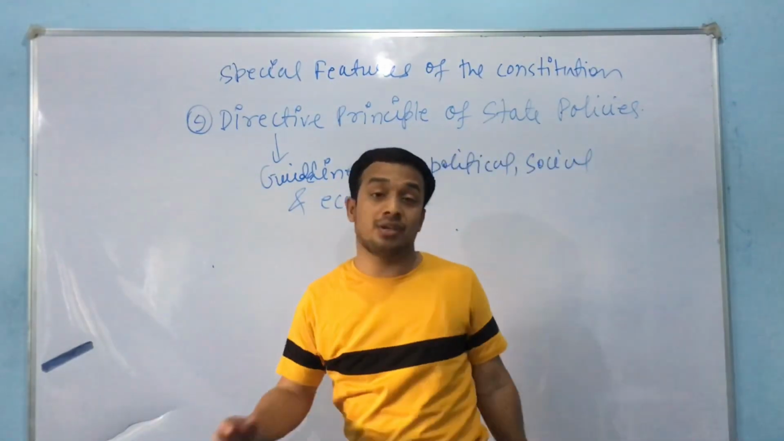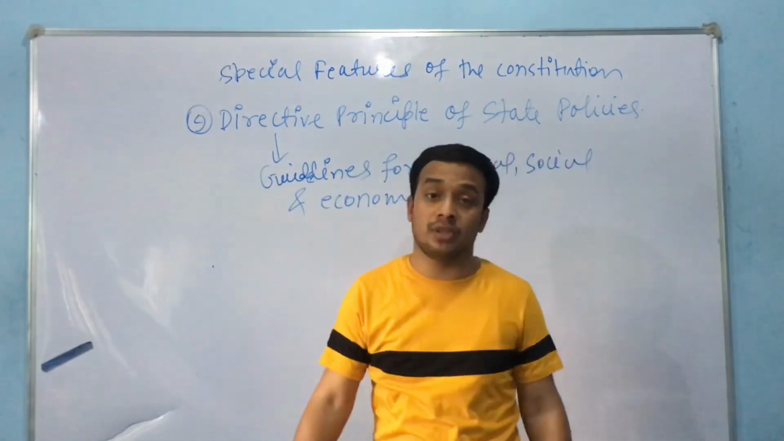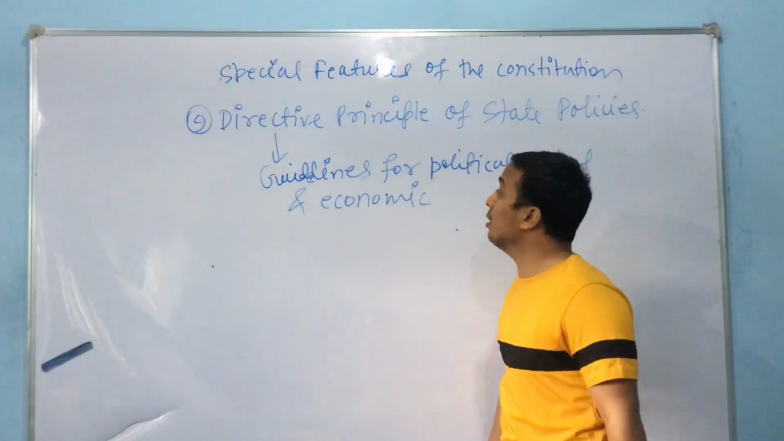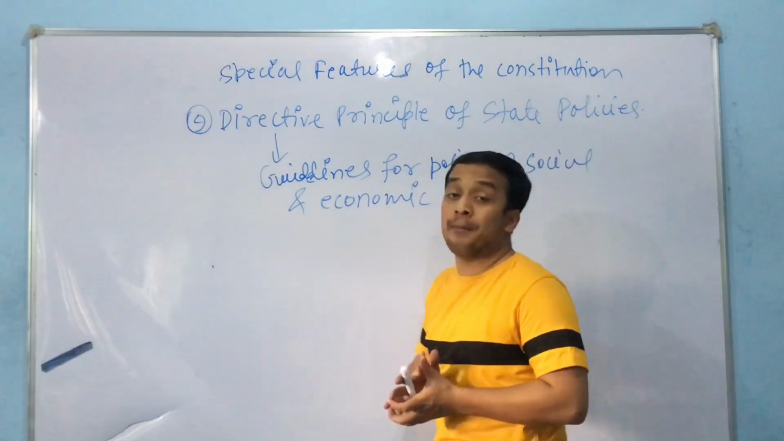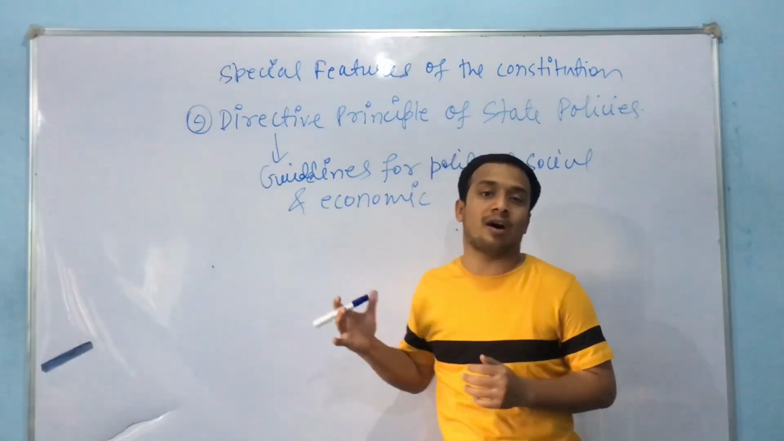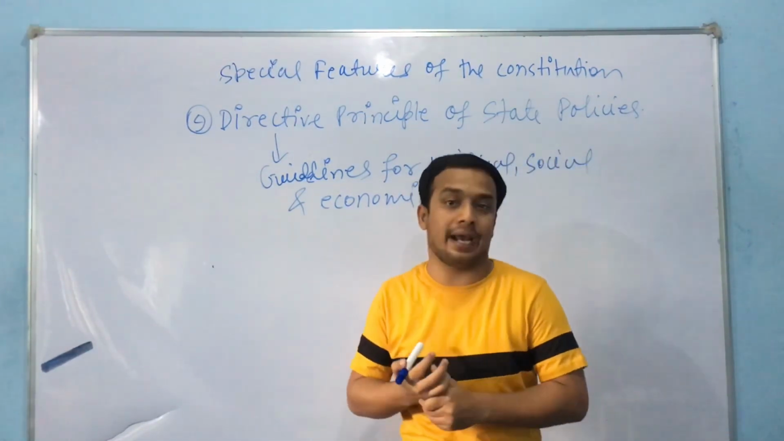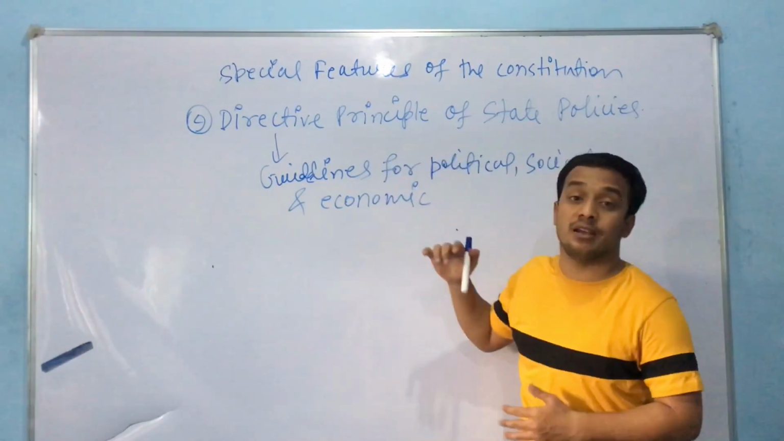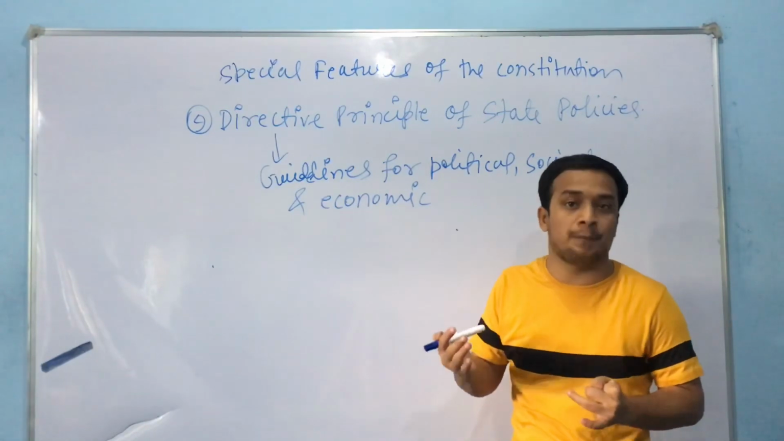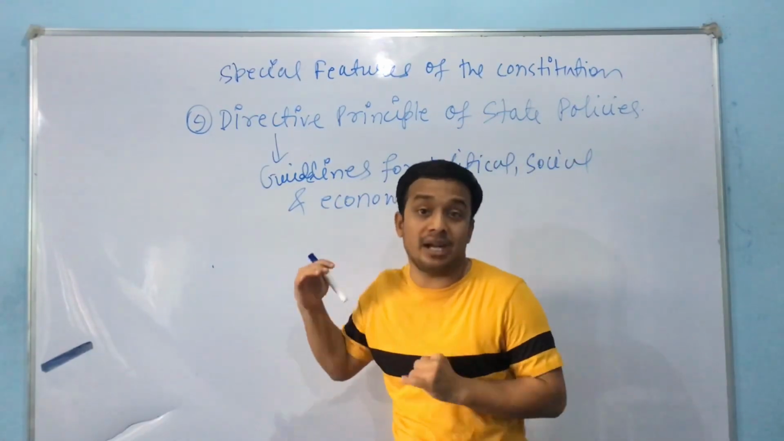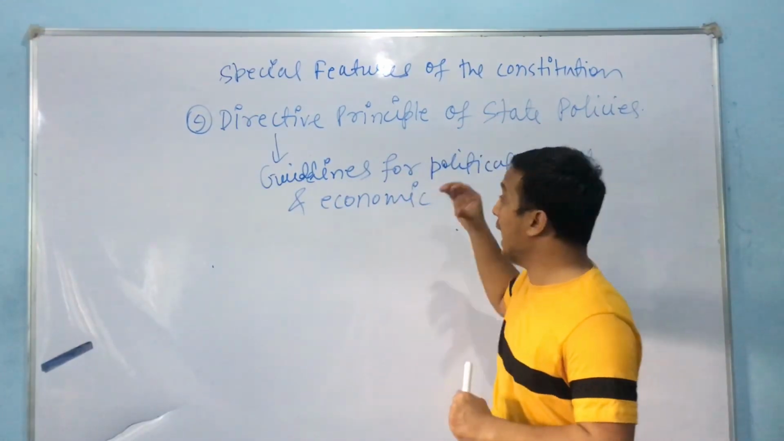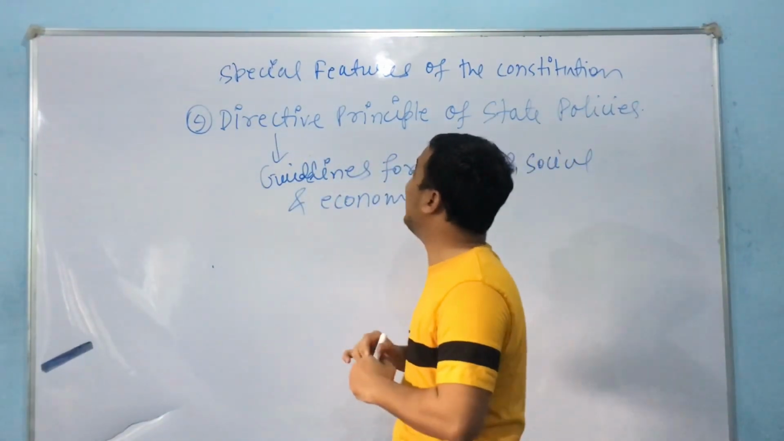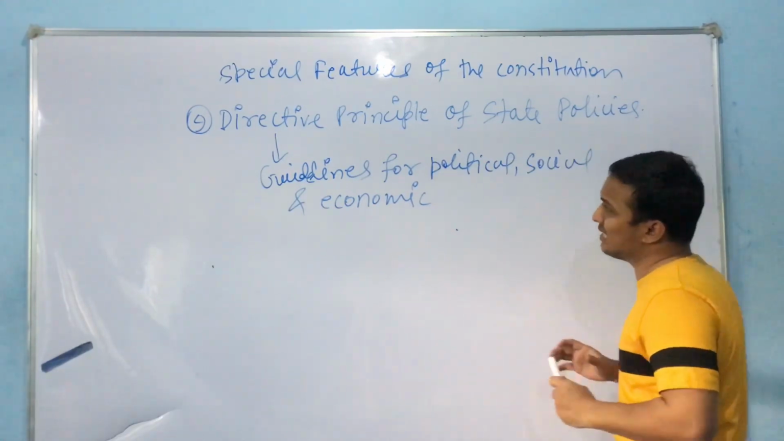Now next we are going to study about the directive principles of state policy. So basically in the fourth part of the Constitution, some fundamental principles of governance have been described. Okay, so in the fourth part of our Constitution, some fundamental principles of governance are described, and those fundamental principles we call the Directive Principles of State Policy.